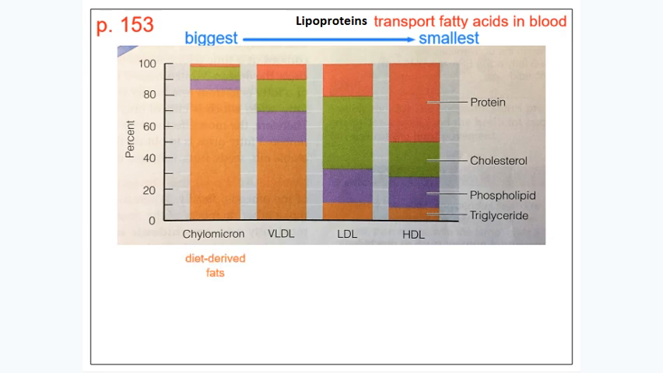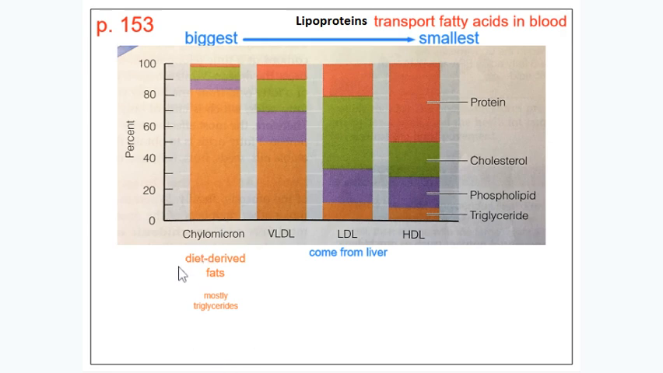Chylomicrons are unique because they are the only one of the 4 that contain fats that are directly derived from your diet. And it also makes sense, knowing this, that they're made mostly of triglycerides, because when you eat fat, it's mostly in the form of triglycerides. So this orange section, 85% of chylomicrons are made of triglycerides. We'll compare that to these other 3, which are a little bit different because they all in some form originate from your liver. And so we'll talk about that next.